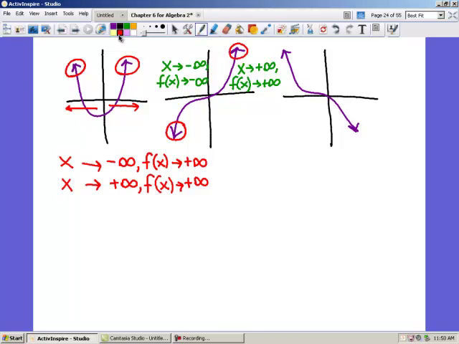And then the last one that I'm going to show you, there's two ends. So this time we're still going in the negative direction, so x is going into the negative direction. Our function is going into the positive direction. And over on this side, all these x values, which are positive, our function goes down to negative. So there's your end behavior.